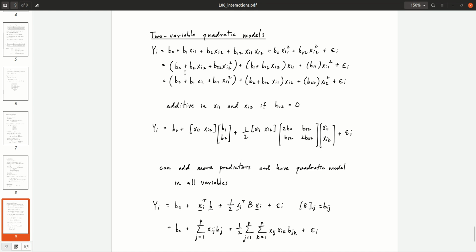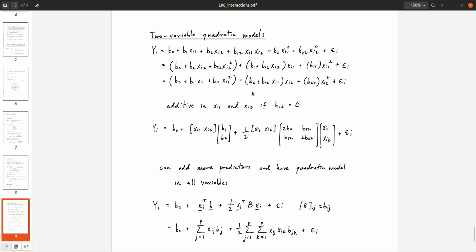So we can think of this as a quadratic for each value of xi2. This is a quadratic function of xi1, and this is the intercept. This is the coefficient on the linear part, and this is the quadratic coefficient. So that just means we can think of this as a quadratic function of xi1, but the particular shape of the quadratic function depends on what the value of xi2 is. So this is an interaction term, an interaction model.